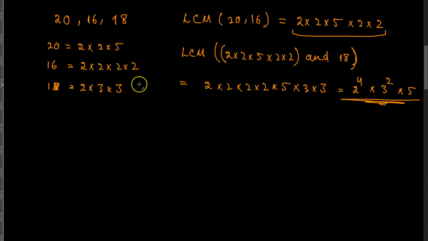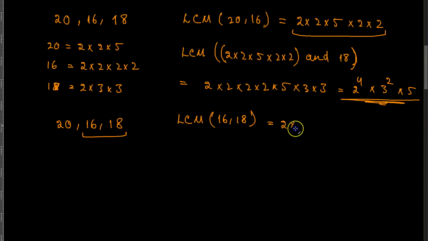Now what I want to do is change the order, meaning that I have the same numbers 20, 16, and 18, and now first I want to calculate the LCM of the last two, and then find the LCM of that number with 20, right? So I calculate the LCM of 16 and 18. So 16 is the same thing as basically 4 factors of 2, 2 times 2 times 2 times 2, and 18 is a 2, which I already have here, and 2 factors of 3. So that is the LCM of 16 and 18.